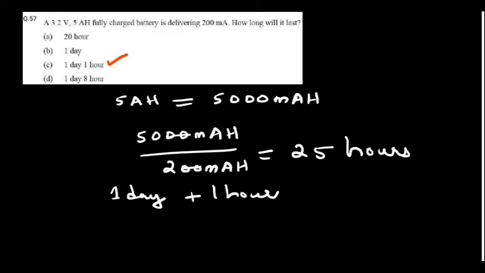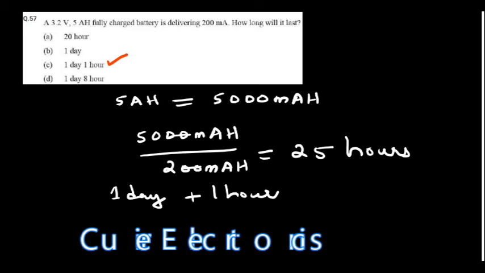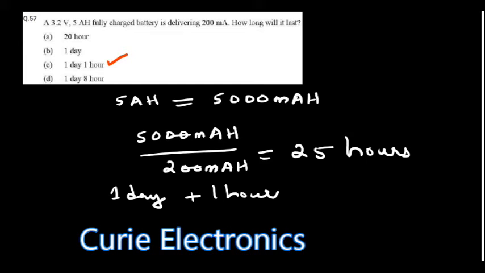Question number 57. A 3.2 volt 5Ah fully charged battery is delivering 200 milliamps. How long will it last? So it's a 5Ah battery. If you convert it into milliampere hour, it is 5000. So 5000 divided by 200, you will get 25 hours. 25 hours means 1 day plus 1 hour.